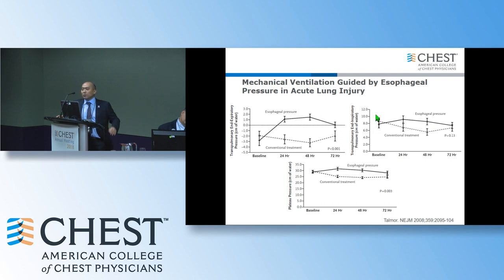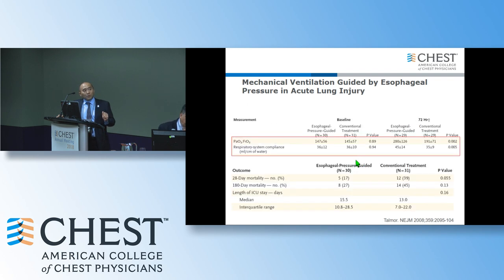That was because the target transpulmonary pressure was to be below 25, and most of these patients were below 15. The plateau, as you can see, was higher in the group managed by esophageal manometry. The primary outcome was improvement in oxygenation, and that was significant. There was a trend toward improved mortality, but this was not statistically significant.